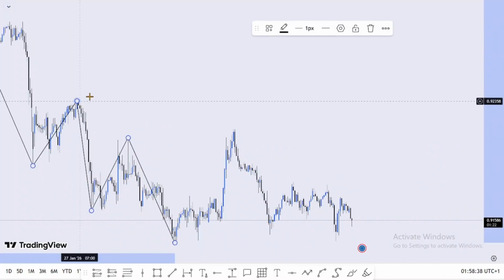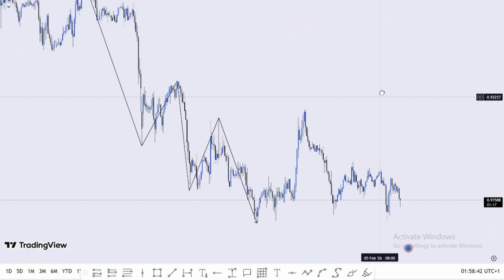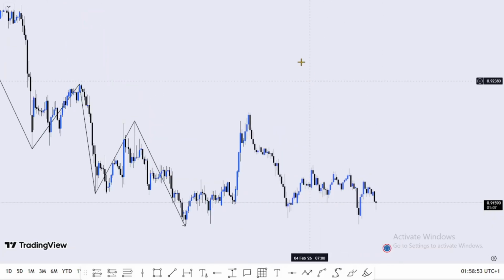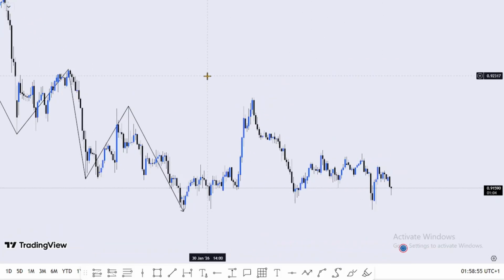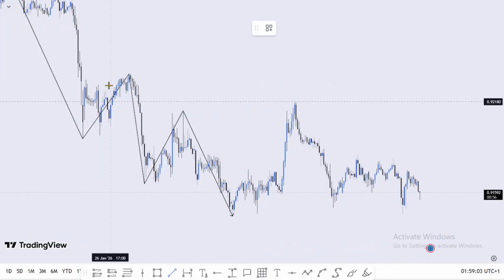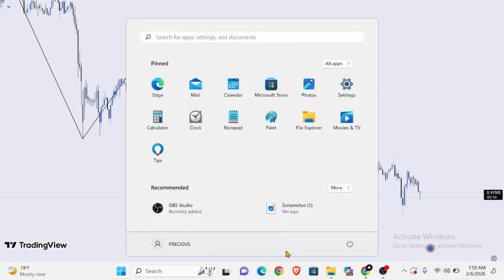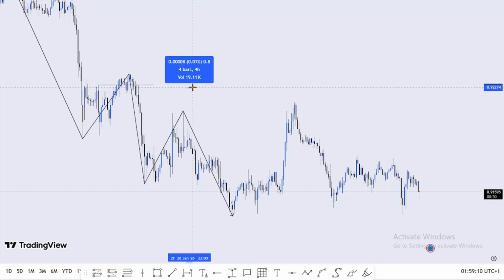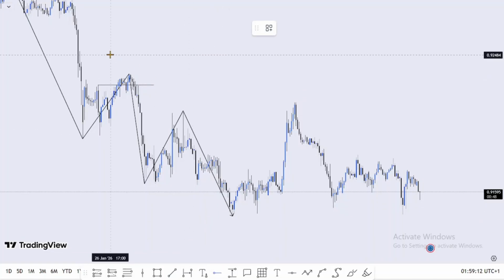Now let's try to mark out our liquidity. The first thing we want to do is mark out our range. To mark out your range, the first thing you want to do is spot your protected high or low. In this case, you're looking for a protected high. So what is our protected high? It is the high that swept liquidity. You can see that this is the high that swept liquidity. So this is our protected high.